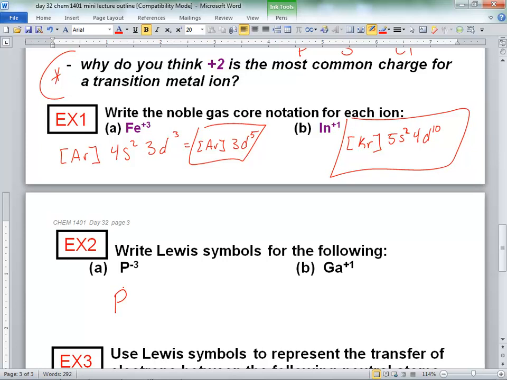So phosphorus has 5 valence, but you have to give it 3 extra, right, to make the -3, so you should have 8. Right? And don't forget the brackets. I think that's what I see mostly everywhere. 2, 4, 6, 8. And don't forget those brackets with the -3. And do the same for gallium-1. Gallium had 3. You just forgot to erase 1.